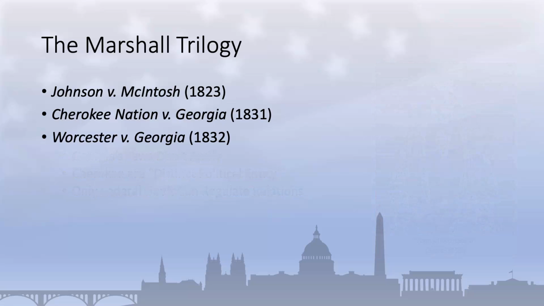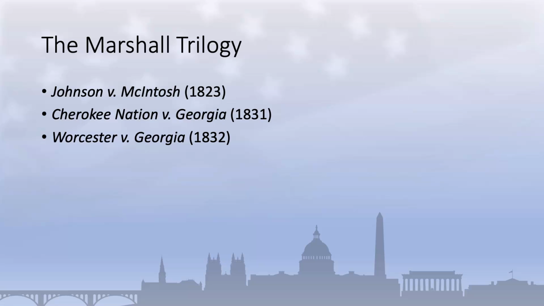Together, the three cases of the Marshall Trilogy recognized the power of the federal government to acquire and dispose of Native American lands, while also recognizing the sovereignty of Native American tribes as distinct political entities. The trilogy established that only the federal government had the authority to negotiate with Native American tribes for the sale or cession of their lands, and that private individuals could not purchase land directly from Native American tribes.